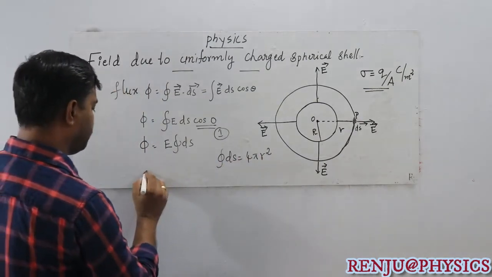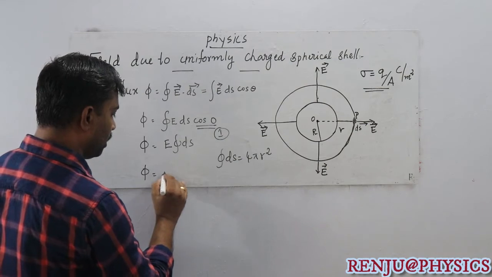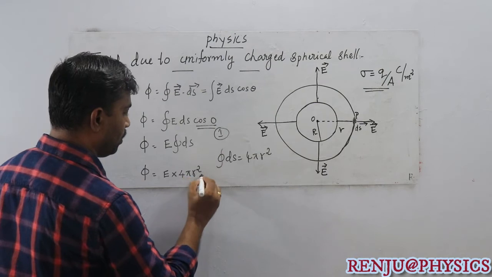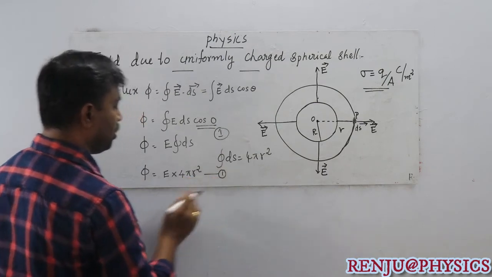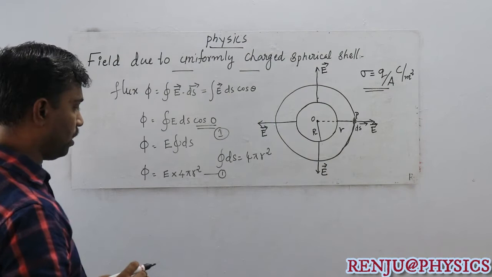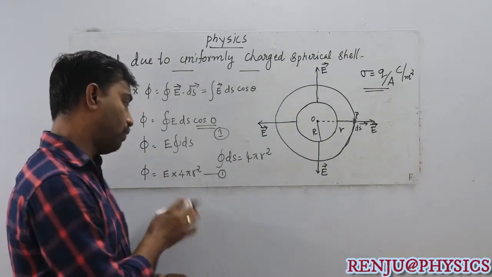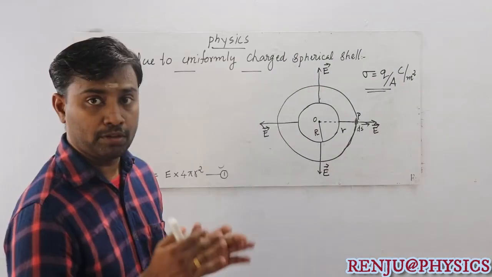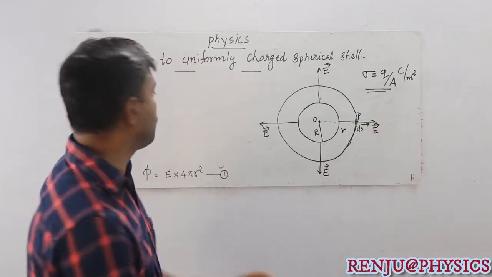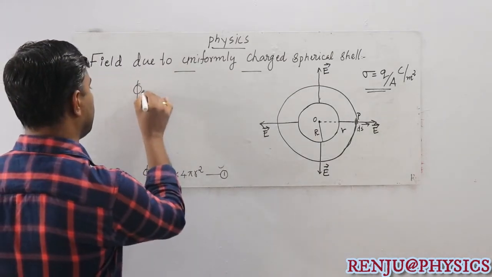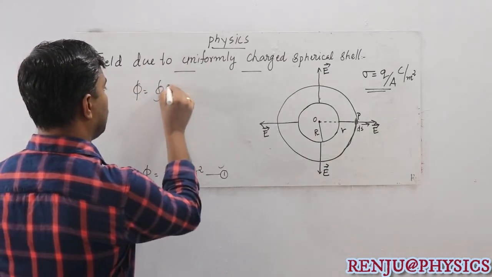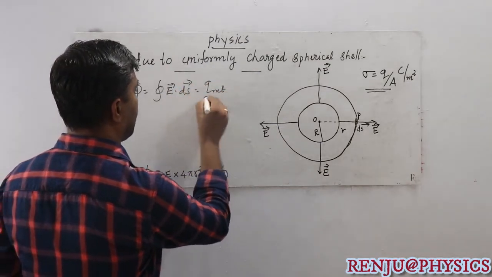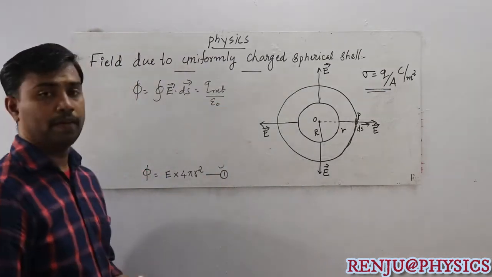So we get phi is equal to E into integral ds, which is E times 4 pi r squared. This is equation number 1, the equation for finding the flux through the Gaussian surface. According to Gauss's law, the flux through the surface is given by phi is equal to integral E dot ds, which is equal to Q net by epsilon 0.